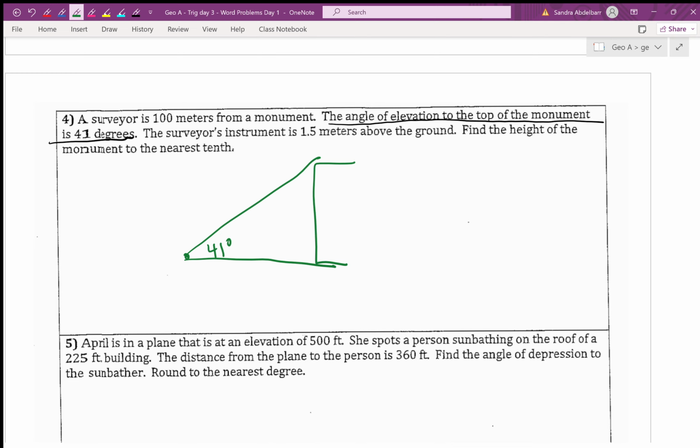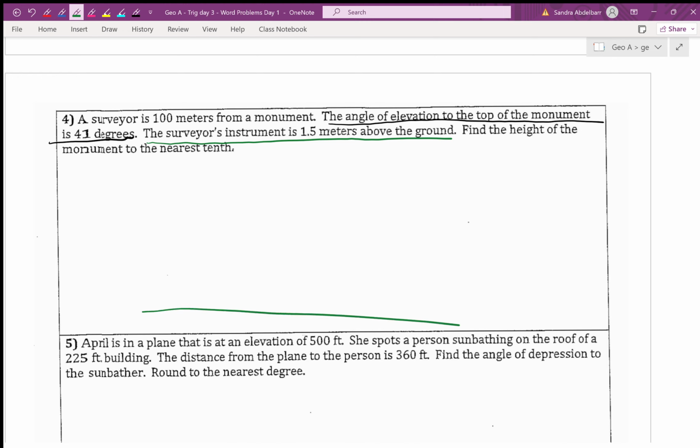Why is that wrong? Because now it's saying the surveyor's instrument is 1.5 meters above the ground. So now, Jen, I would normally just make the surveyor some dot on the ground. He's not worth being more than a dot on the ground. But now they're giving the surveyor height. How do I know? They're now saying the surveyor's instrument is 1.5 meters above the ground. So now I have to take that into consideration. So not only do I just have a person looking up at a monument, but now they're saying, okay, well, here's my ground.